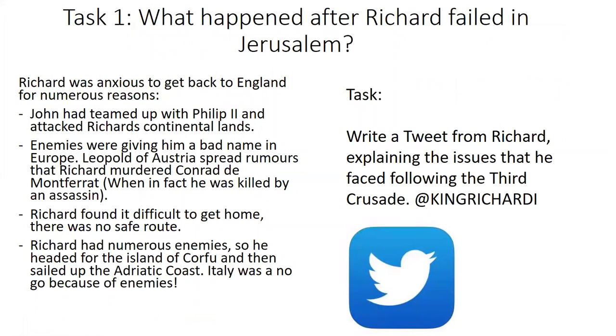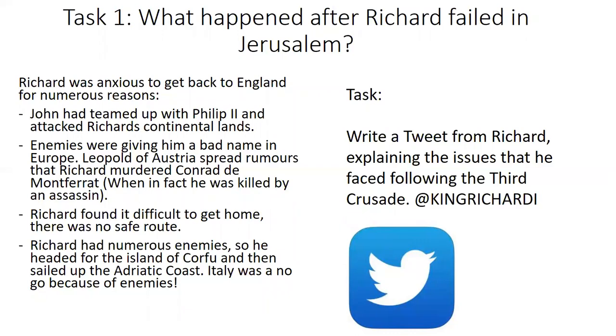So, Richard was anxious for many reasons. Firstly, John had teamed up with Philip and began to attack Richard's continental lands. Those continental lands are the areas like Normandy, the places that are part of modern-day France today, but in the medieval period, France was split in half between the Angevin king, who at the time was Richard, and also the king of France, who at the time was Philip.